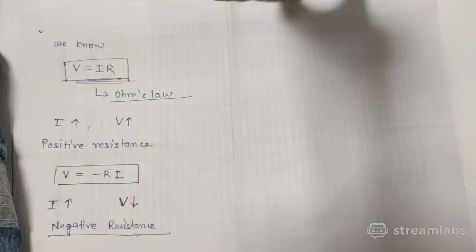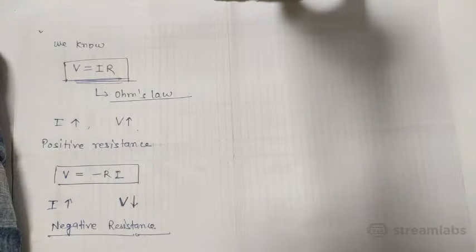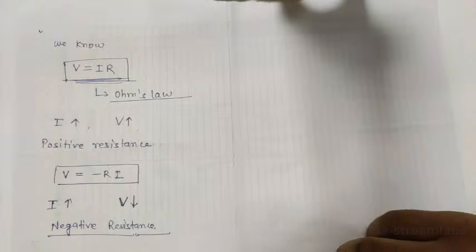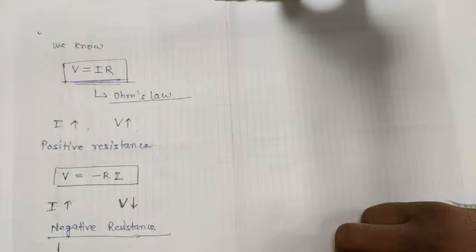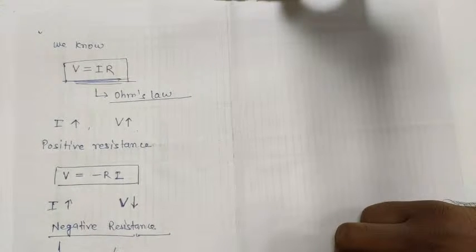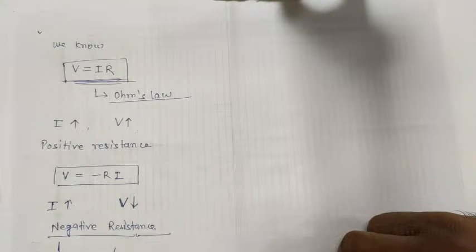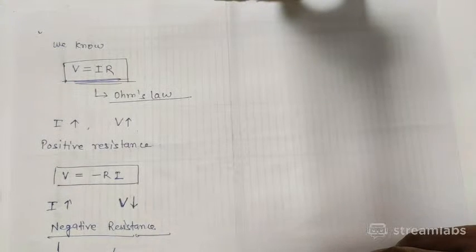Okay, if anyone has studied electronic devices, there is a tunnel diode. In a tunnel diode, the characteristics are like this: this is the voltage-current characteristic. For a simple diode, the characteristic is like this, and the resistance will always be positive, because current is increasing when voltage is increasing.